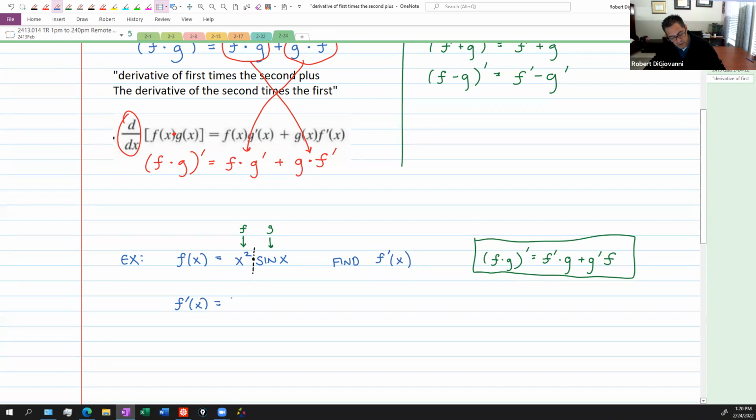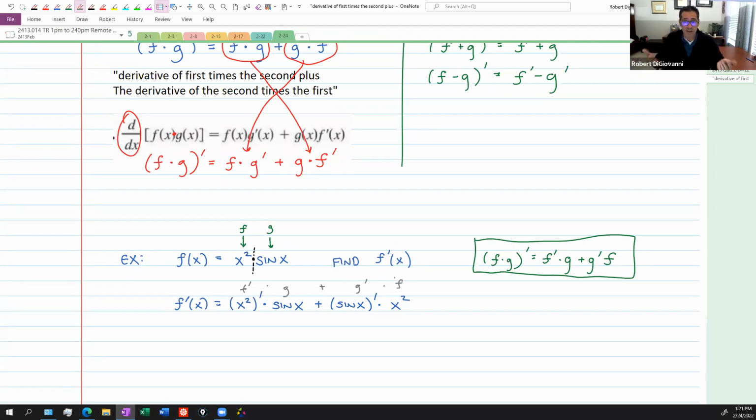So I'm not going to do the derivative. I'm actually just going to symbolically show you that I need to take the derivative of that one and then multiply it times sine of x, which is the g function, and then add to that. Then I take the derivative of the sine, which I haven't done yet. I'm just showing you symbolically that I'm going to, and then times the f function, which is x squared. So does everyone see? This is f prime, g being multiplied plus, and then g prime times f. Does everyone see that? Yes?